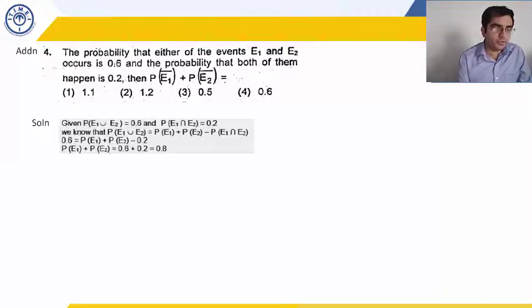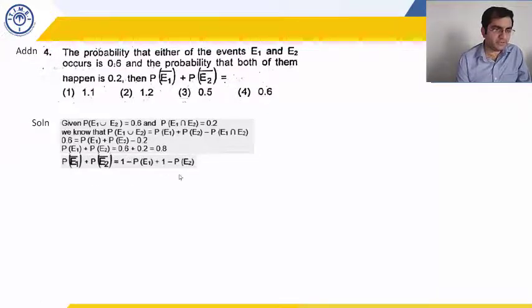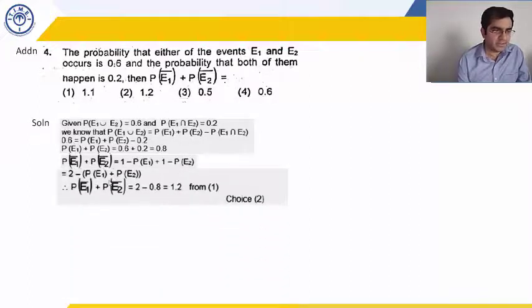Now, you want complement of E1 and complement of E2. So let's obtain those. P of E1 can be written as 1 minus P of complement of E1. And P of E2 can be written as 1 minus P of complement of E2. So you get 1 minus P of E1 plus 1 minus P of E2, which is equal to 2 minus P of E1 plus P of E2. So that is 2 minus 0.8, that is 1.2 is your answer. Option number 2 is your answer.